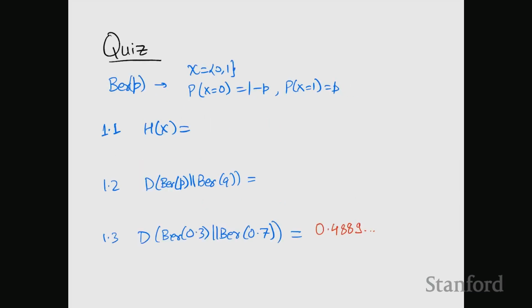Okay, let's keep going. Let's look at the quiz, which will also help motivate some of today's questions. So you have a Bernoulli P random variable, right? Bernoulli is one of the simplest distributions. You have 0 and 1, and probability of 1 is P, probability of 0 is 1 minus P. So the first question was, what is the entropy of X as a function of P?